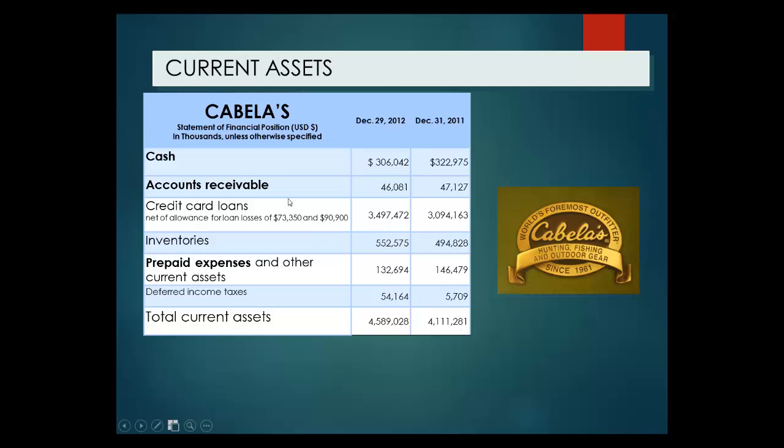And let's look at the total current assets. These numbers are in thousands, so we're dealing in pretty big numbers here, but let's just call them as we see them. This number is $4,589,000,000 compared to $4,111,000,000. So we have grown. Cabela's has grown in 2012 as compared to 2011 in its current assets.